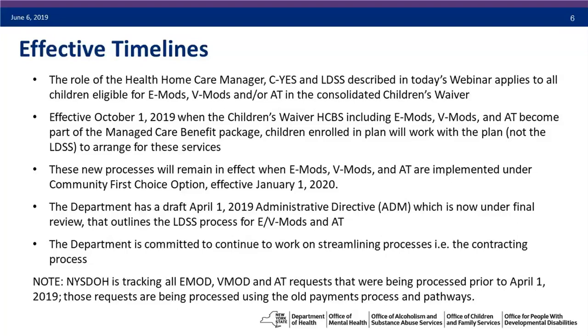But then on October 1st, the home and community-based waiver services of the children's waiver will be going into managed care. So once those benefits go into managed care and a child is properly linked and in a plan, the plan will be responsible for ensuring that the child receives these services. If children are fee for service and they're not connected to a plan, then the process we're outlining today with the LDSS will continue as well.